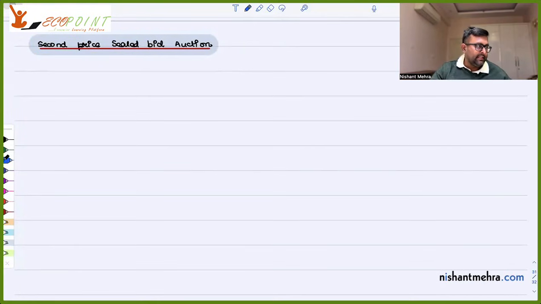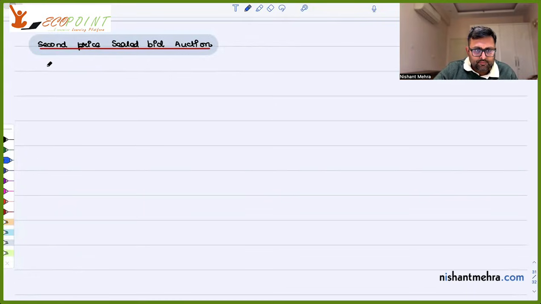Second price sealed bid auction. So there are two bidders and they are bidding some values, B1, B2. Anyone who bids the highest bid is going to win. But the amount he has to pay is what the second bidder would have bid, right?